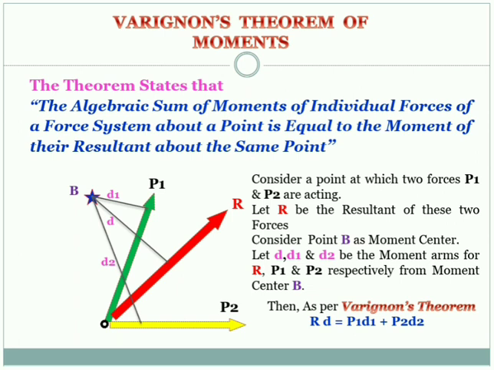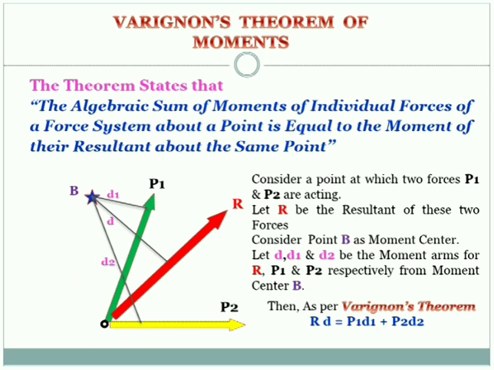What is P1 d1? It is the moment caused by the force P1 about the same point B. And what is P2 d2? It is the moment caused by the force P2 about the same point B. So, when we add both, P1 d1 plus P2 d2, it will be equal to the moment caused by the resultant, which is R into d. If you have one or two more forces also, the statement remains the same. This is the statement of Varignon's theorem.